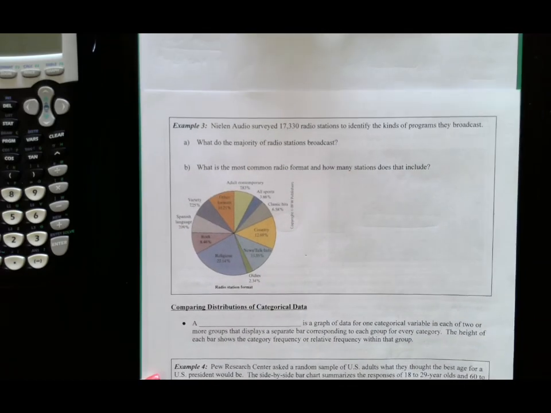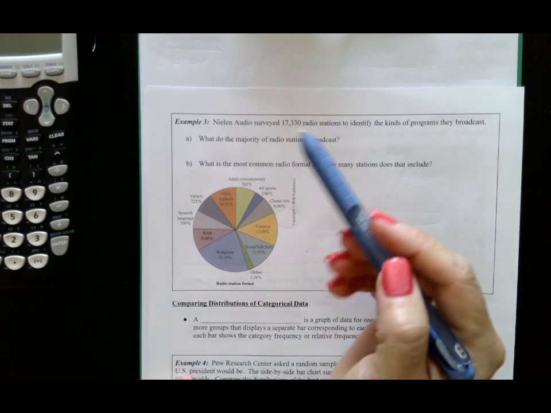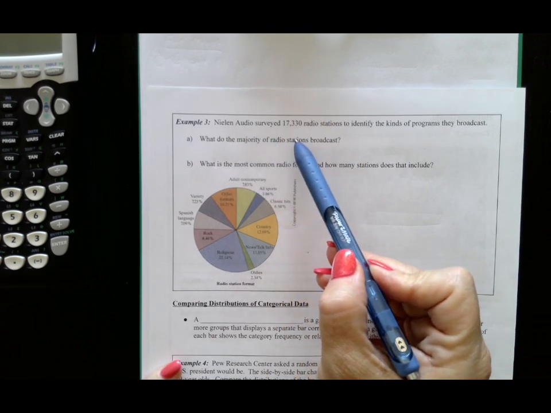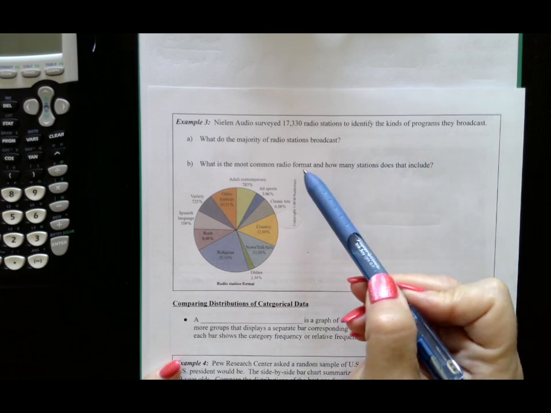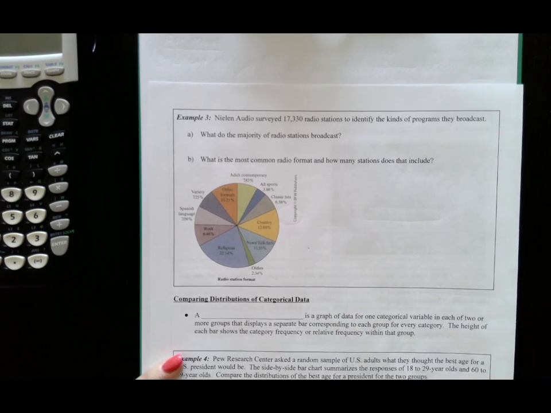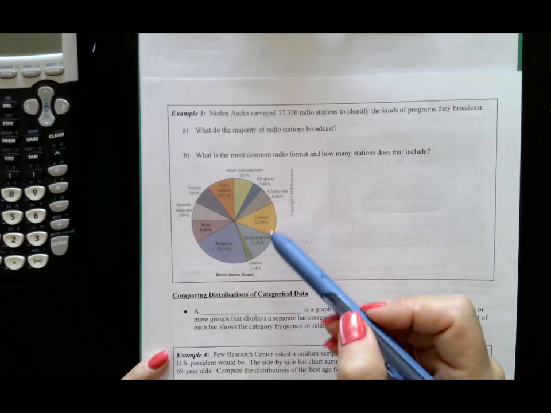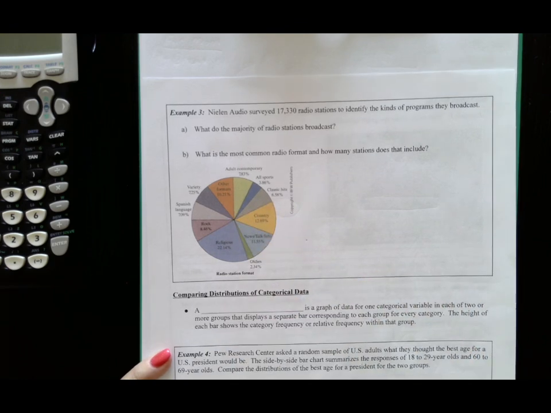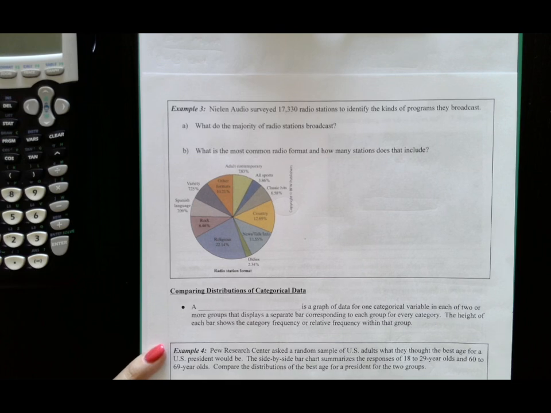We have a pie chart now. So here's our pie chart. So the first thing it says is this Nielsen Audio surveyed these radio stations to identify the kinds of programs they broadcast. What do the majority of radio stations broadcast? Well, if we look at this, it gives us the genre all the way around here, and it gives us the percent that is broadcasted. So this is a great example of an AP question. What do the majority of radio stations broadcast?